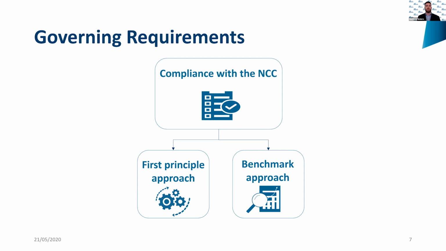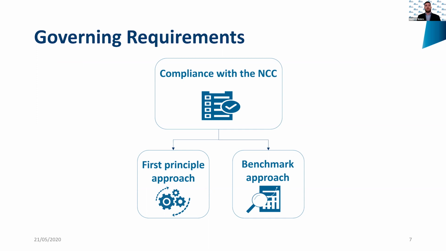In terms of a performance solution, there's 2 ways that that can be achieved. And it's either via a first principle approach, which is a direct assessment against the performance requirements. So it's an absolute type assessment, or there's a benchmark approach, which is where the solution is assessed against the DTS provisions for equivalence. Now, what the benchmark approach is identifying is really the deeming nature of the DTS provisions and how they're accepted as meeting the performance requirements.